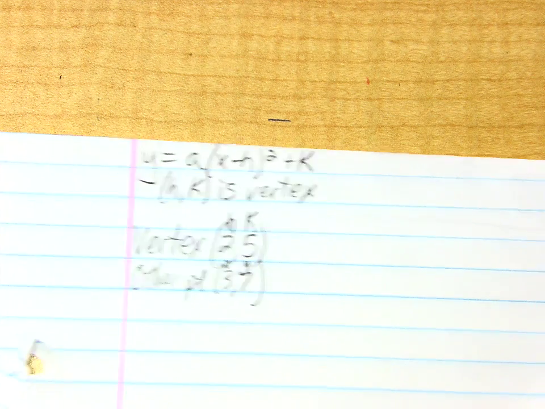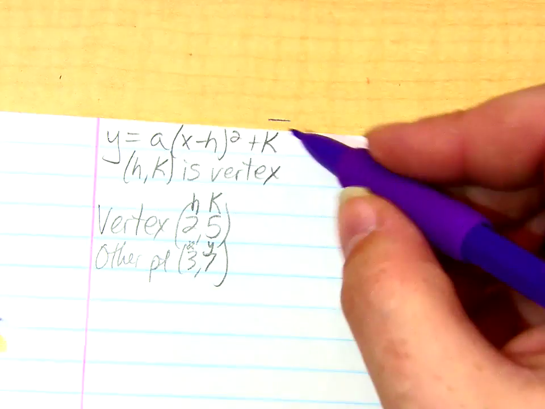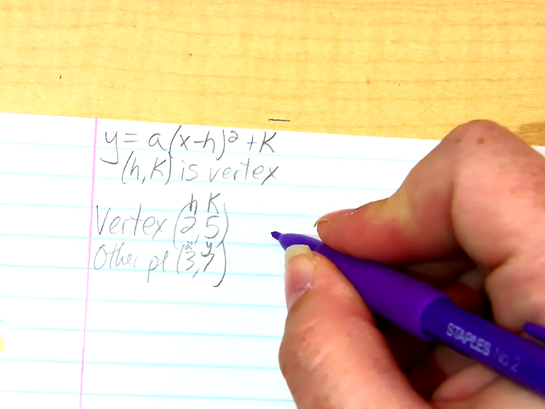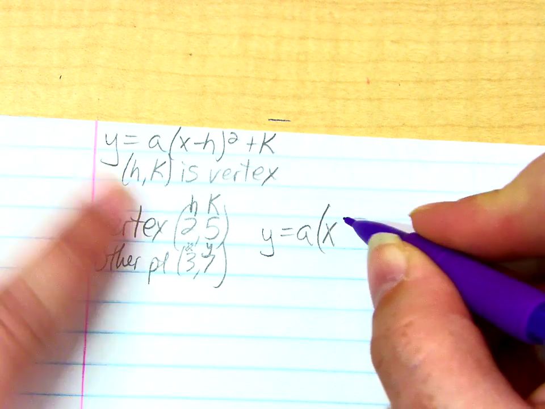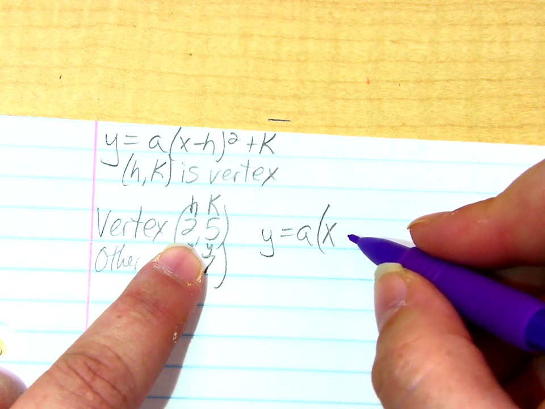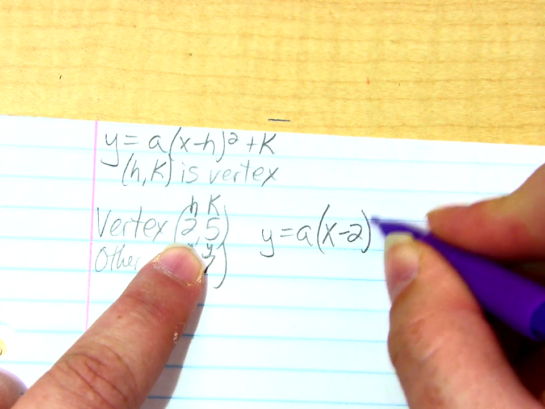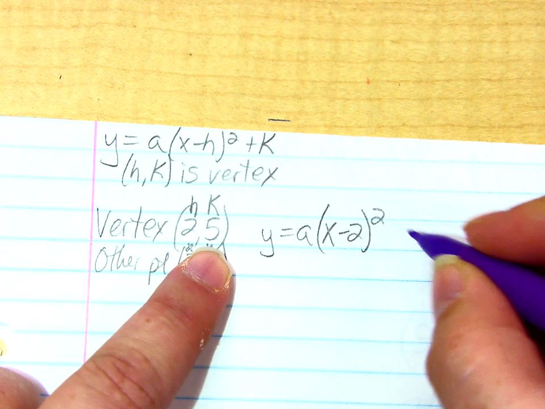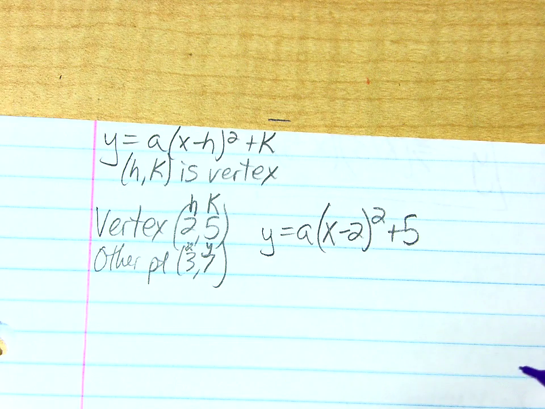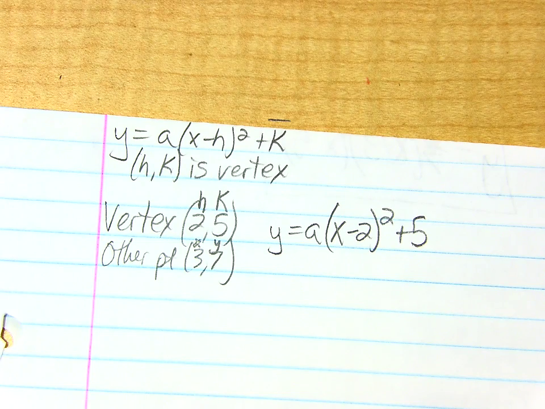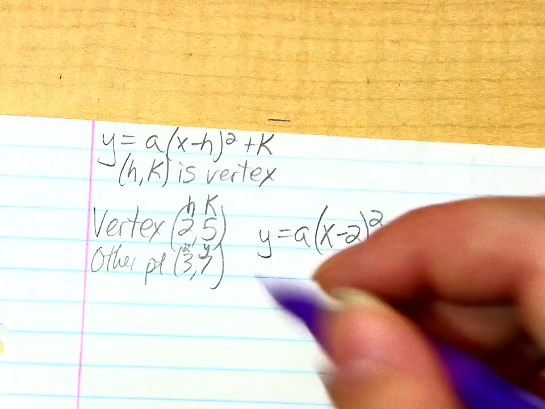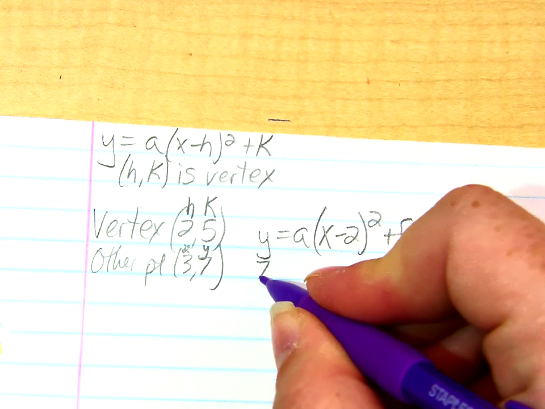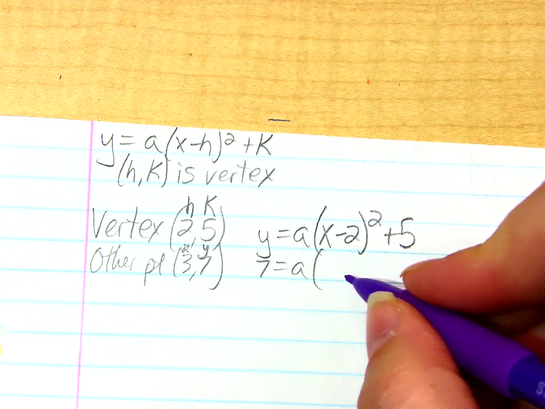Okay? So I'm first going to start off by just plugging in h and k into my formula. So y equals a times x, and then what would I write? Minus 2 squared, and then plus k, plus 5. So there it is with h and k plugged into it. And now I'm going to plug in the x and the y. Again, if you want to, you can do this both in one step, but I like to separate them. So now y is 7. I don't know what a is, but x is 3.